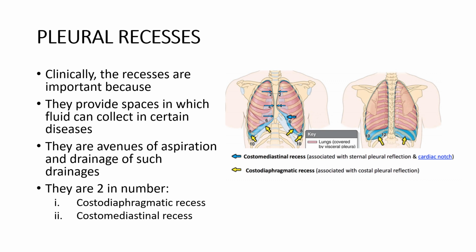There are various clinical aspects of these recesses. They provide space not only for the lungs to inspire, but they also provide space for the collection of fluid in certain diseases, and they are also the regions for the aspiration or the drainage of these fluids when they are collected here. The recesses are of two types. One is costodiaphragmatic recess and another is costomediastinal recess.